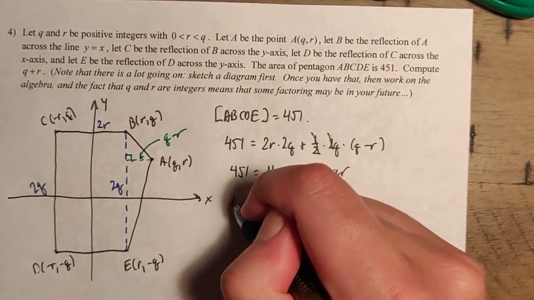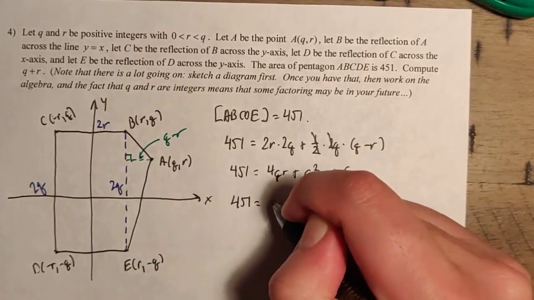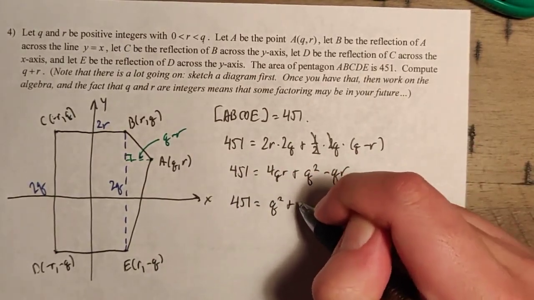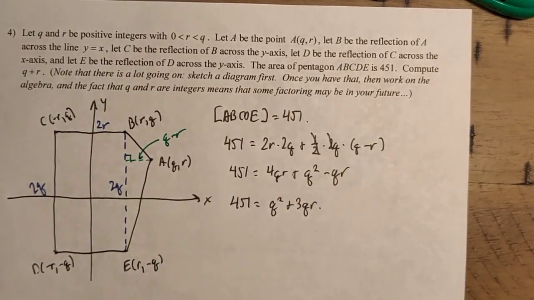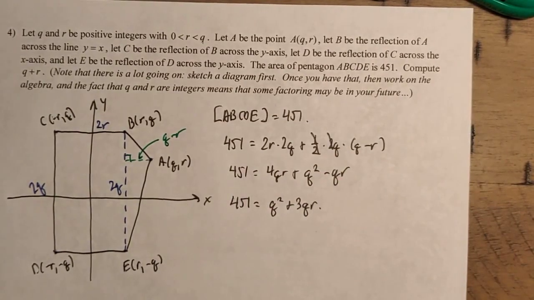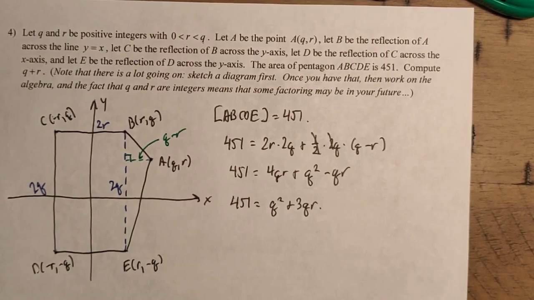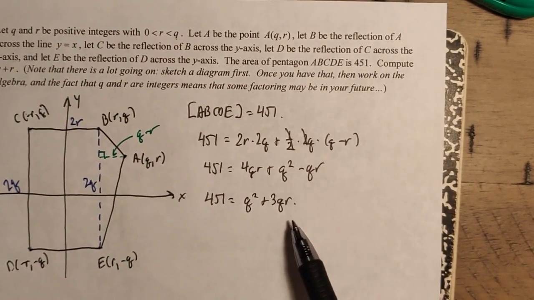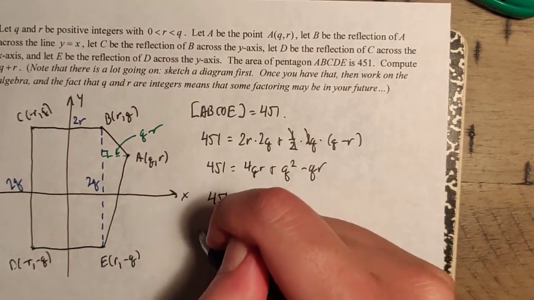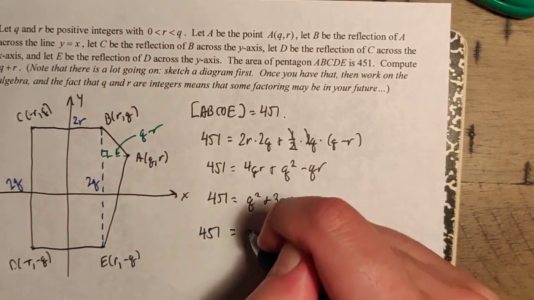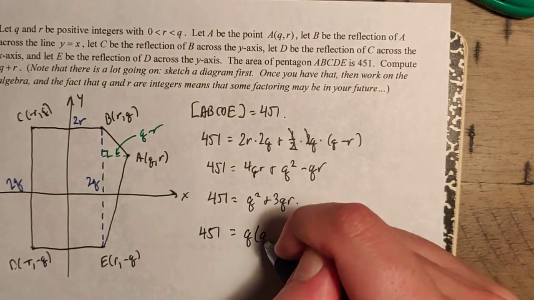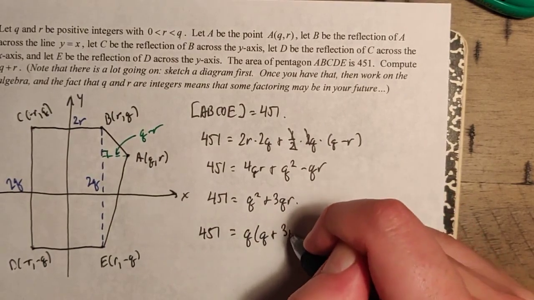Now we can combine these here, so we get 451 equals Q squared plus 3QR. And I think this is where a lot of you got stuck here. Now, where do we go from here? Well, as I mentioned in the hint, this can be factored. So I can write here, there's a Q in this, so I can yank out a Q, and I'm left with Q plus 3R here.